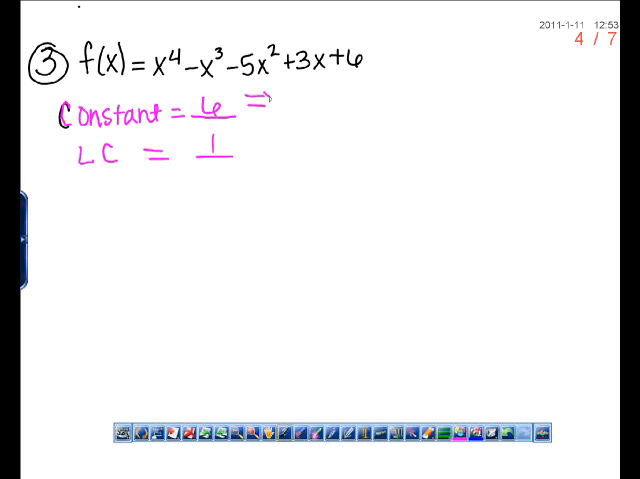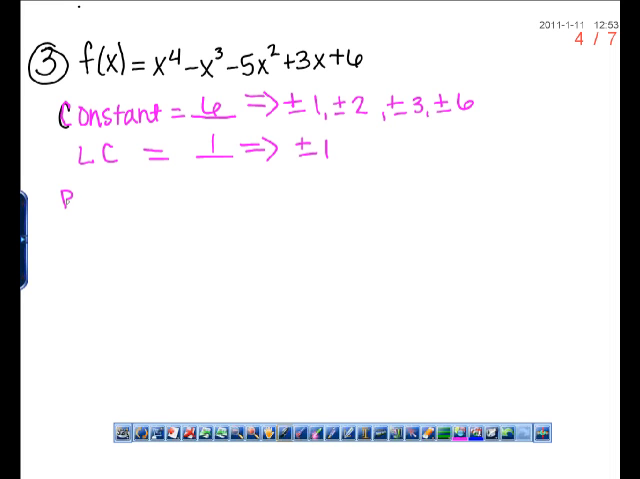Let's list all the factors of 6. 3, 2, 1, and 6. The only thing I have to add is positive and negative, okay? Because those are also factors. So I'm going to have plus or minus 1, plus or minus 2, plus or minus 3, and plus or minus 6. And what are my possible factors of 1? Just plus or minus 1.